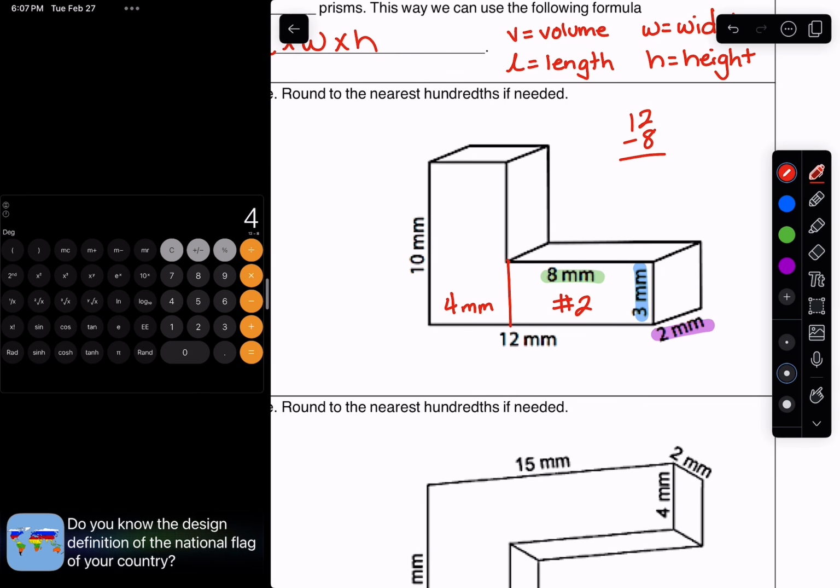For rectangular prism number 1, I only have my height and my length. So now I just have to figure out what my width is, and that would be from here to there. It's going to be the same from here. The whole thing is the same thickness, so it'd be 2 millimeters. So that is my width for that one.